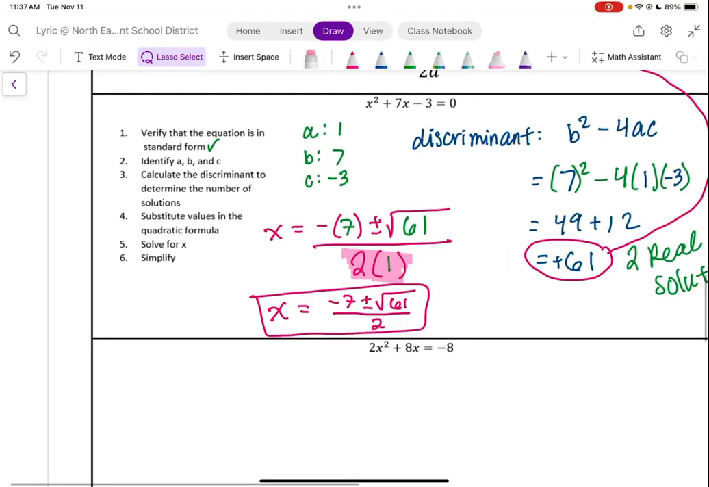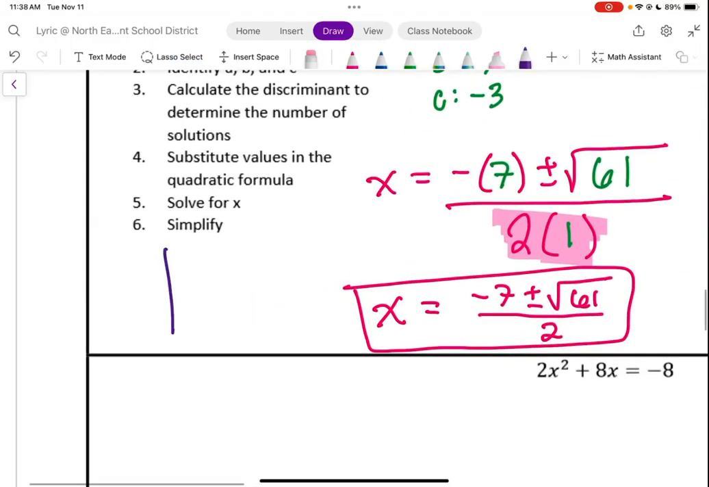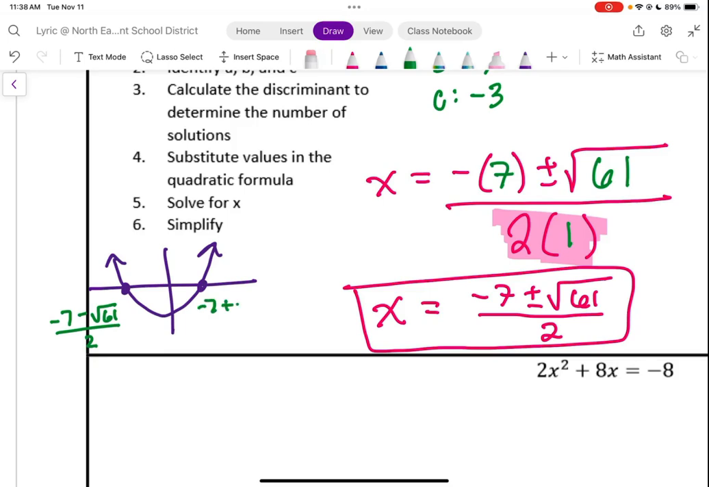So if I wanted to draw a picture to show you what I'm talking about, I could have a parabola, something like this. And on the left-hand side, this point would be -7 minus the square root of 61 over 2. And this point over here would be -7 plus the square root of 61 all over 2. These would be your 2 points, okay? So again, the way we're separating it into 2 solutions is the plus the square root and the minus of the square root.